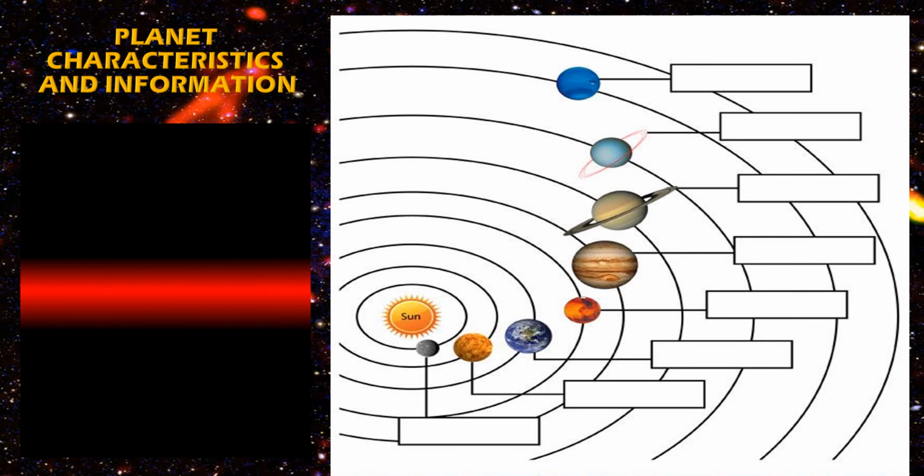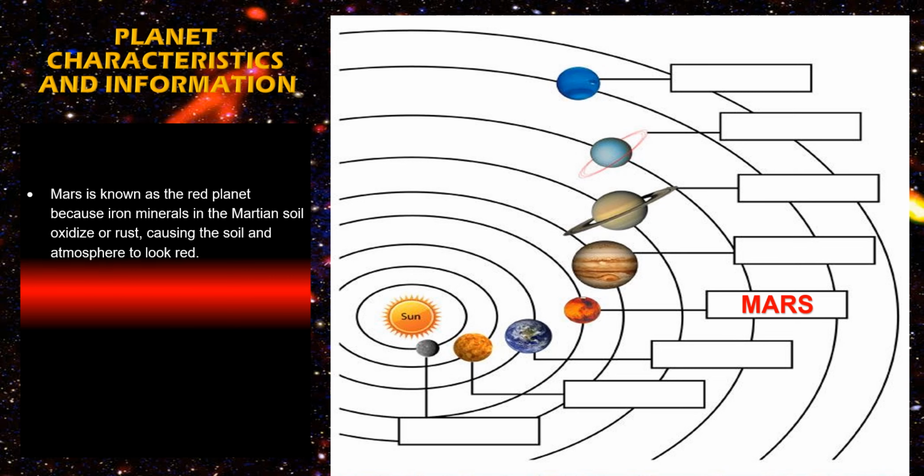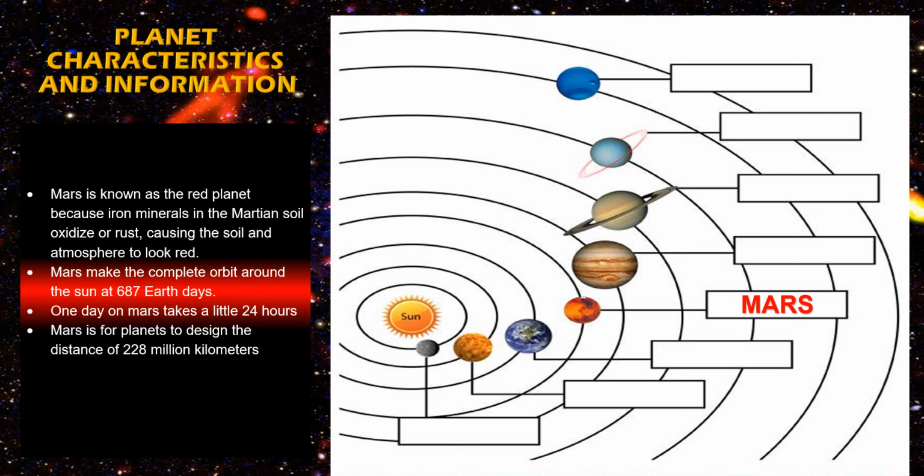So the next is Mars. Mars is known as the red planet because iron minerals in the Martian soil oxidize, or rust, causing the soil and the atmosphere to look red. Mars makes a complete orbit around the Sun in about 687 Earth days. One day on Mars takes a little above 24 hours. Mars is at a distance of 228 million kilometers from the Sun. Also, Mars has no rings, but it has two moons named Phobos and Deimos.